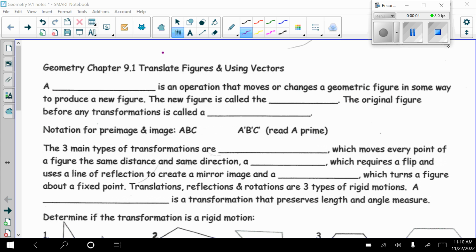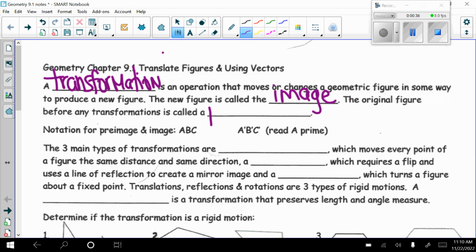Today in geometry, we are looking at chapter 9, section 1, so 9.1, which is all about translating figures and using vectors. So we're going to start out with some vocabulary. First, a transformation is an operation that moves or changes a geometric figure in some way to produce a new figure. That new figure is called the image. The original figure before any transformations is called a pre-image.